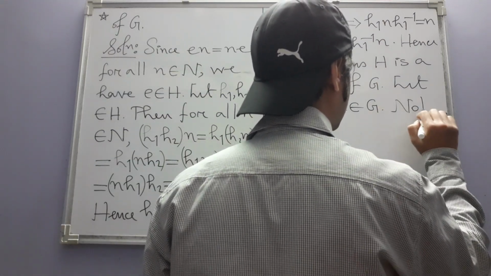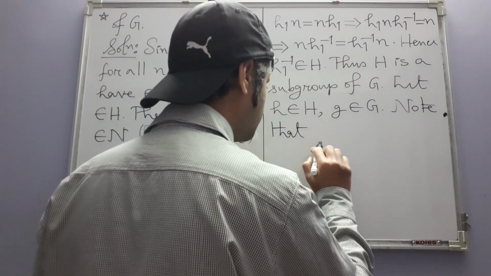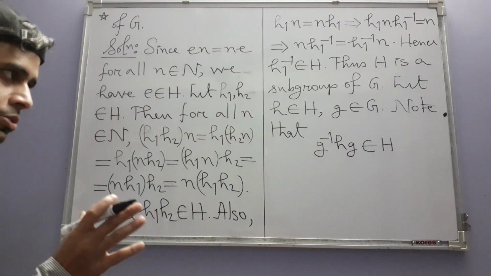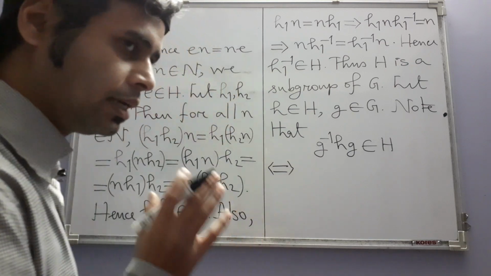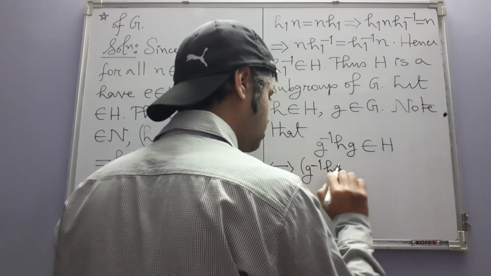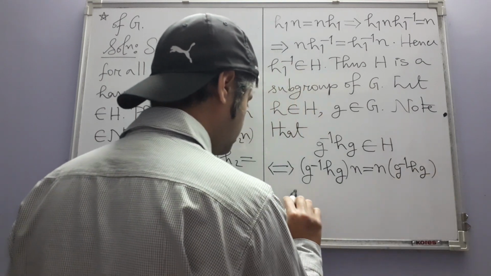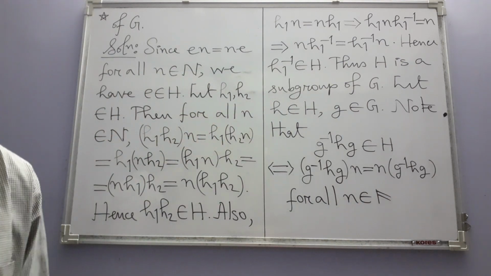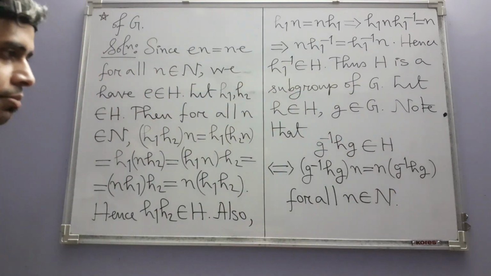Note that what is it that we need to show? We need to show this: g inverse h g belongs to H. This is what we need to show. And what does this mean? That's why I am giving a double implication, because it's equivalent to, its meaning is this: g inverse h g n is equal to n g inverse h g for all n. Oh, I started writing that in, I have got this habit. For all n belonging to our normal subgroup.